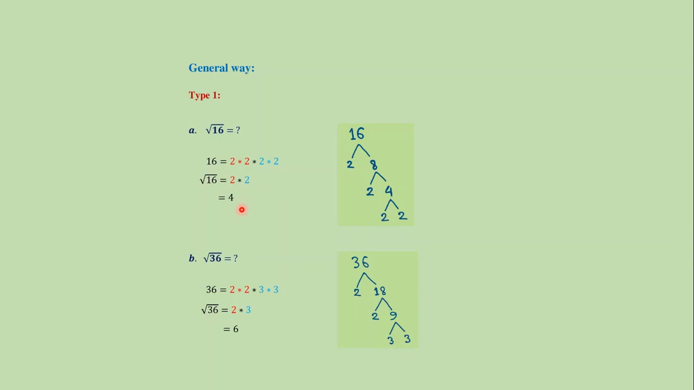Let's discuss one more example. Suppose we want to find the square root of 36. If we break it down, we get 2 times 2 times 3 times 3. So the square root of 36 will be, for this pair we pick only one of them, and for that pair we pick only one of them. So the square root of 36 is 2 times 3, which is 6.